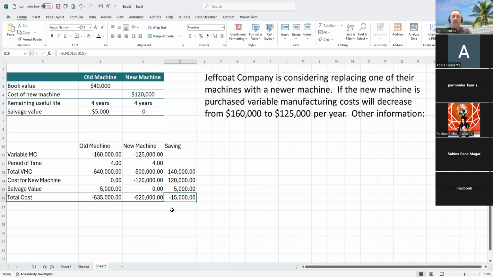So if I keep the old machine, I'm actually going to lose $15,000. Can you please explain how you got the saving for total VMC? Now, watch this. If I keep the old machine, I have to pay $140,000 more. That's not saving here. I'm actually paying $140,000 more. Make sense?